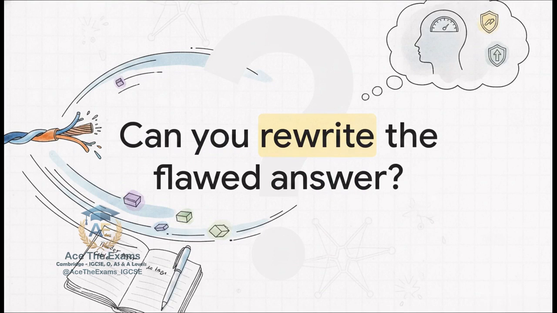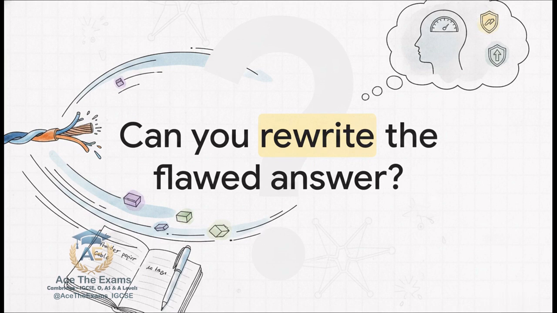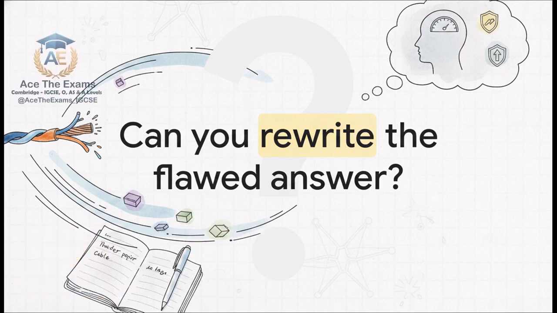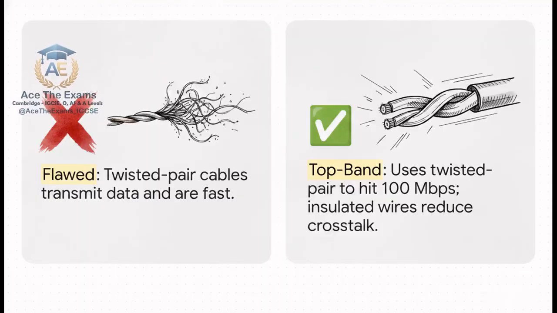So here is a quick, interactive challenge for you. I want you to actively practice this right now. Pause this explainer. Take that flawed 0-mark answer from the beginning of our session and rewrite it. Do it in your head or jot it down on paper. Use the top band terminology we just went over for twisted pair cables. Really think about the speed, the physical structure, and the exact advantage. Okay, let's see how you did.